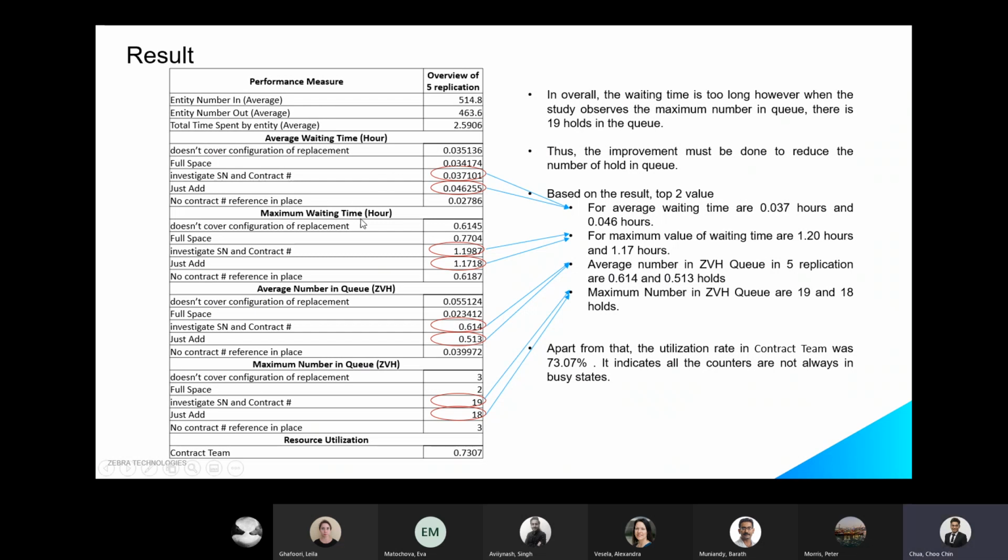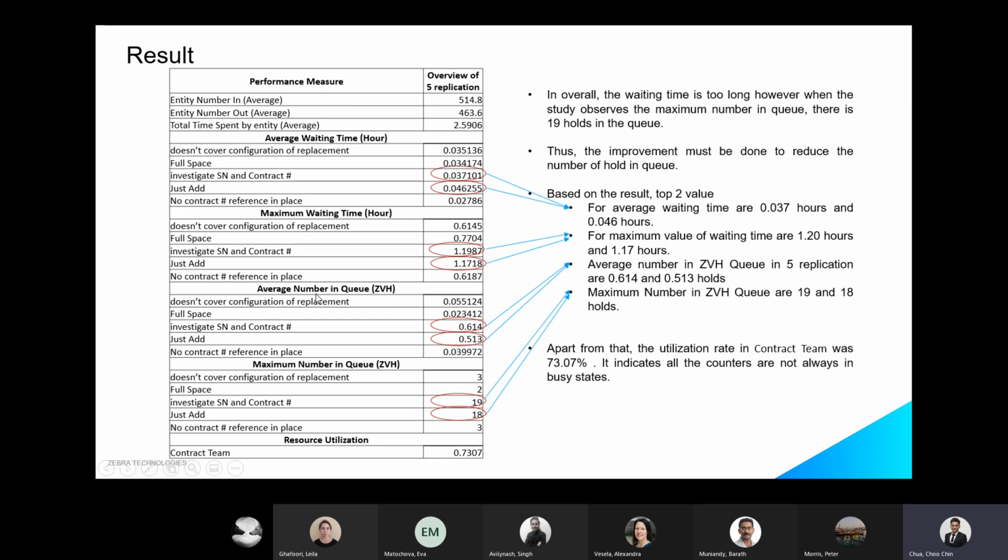This is the maximum waiting hours. In the maximum waiting hours, we can see the highest is almost 1.2 hours, at 1.17 hours.